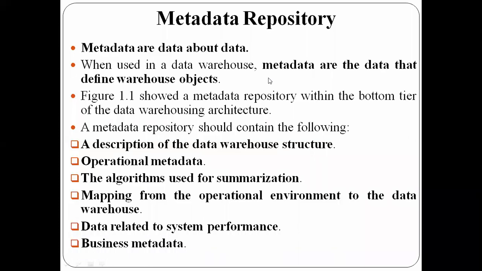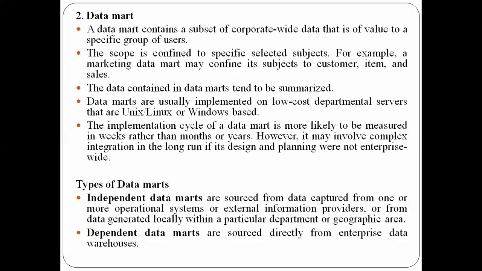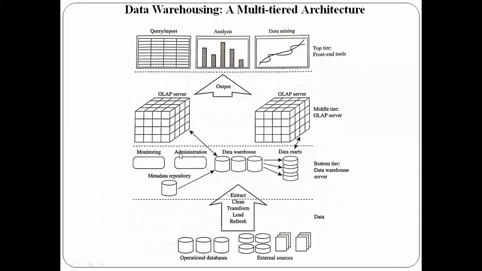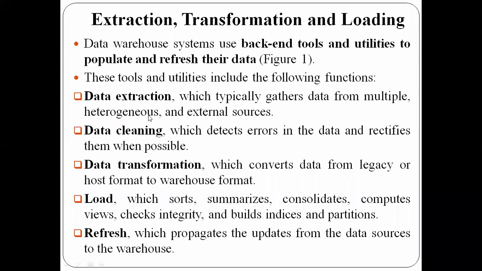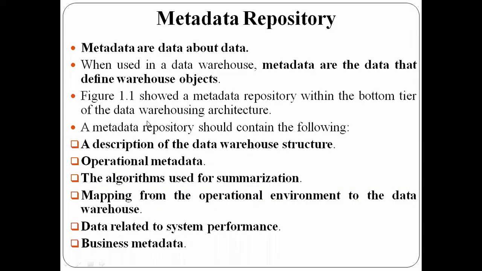Now coming to the next topic, that is metadata repository. While explaining the architecture of the data warehouse, I had shown that we have a metadata repository in the bottom tier. I'll just show that again. In the bottom tier, apart from the relational DBMS systems and the monitoring and administration tools, we have also got the metadata repository. What this metadata repository contains is data about the data warehouse. Metadata is nothing but data about the data.